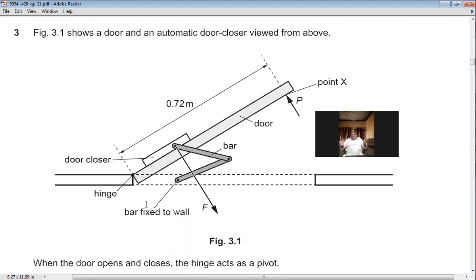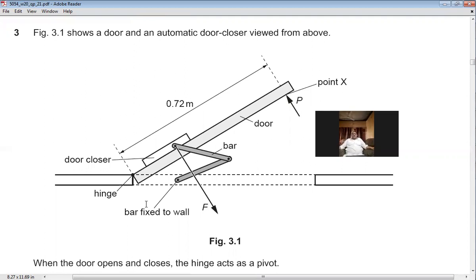That's why the door opens. That's why the door is rotating anti-clockwise, because the anti-clockwise turning effect, or the anti-clockwise moment produced by the P, is larger than the clockwise moment produced by the F, although the F force is larger than the P force.